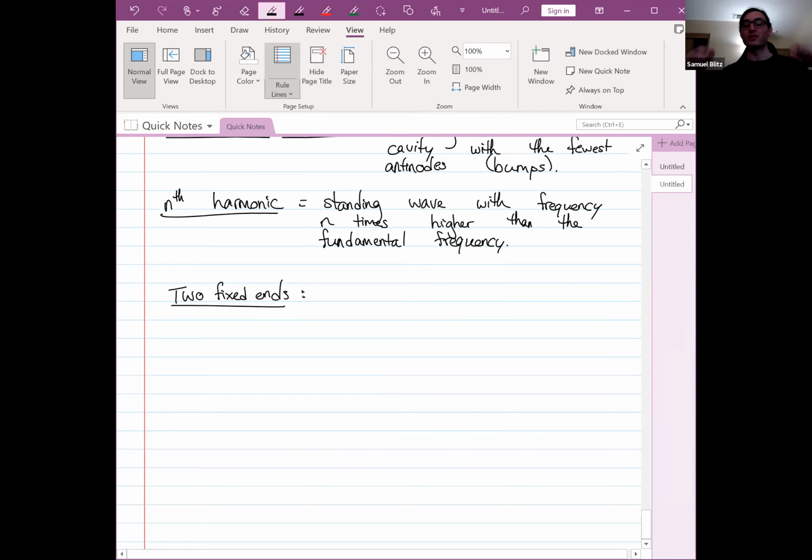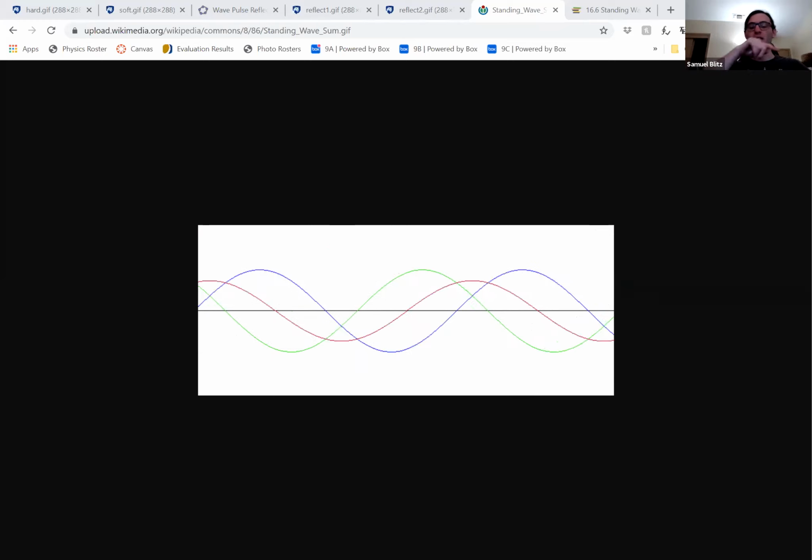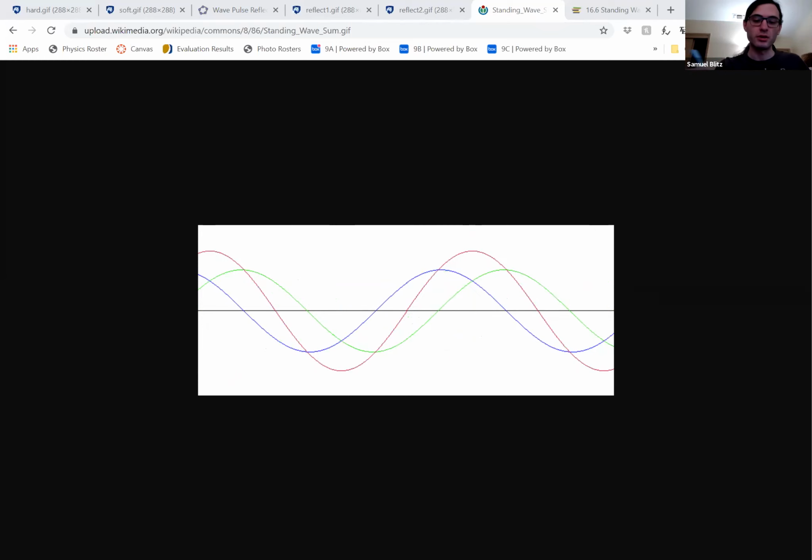So if we have 2 fixed ends, remember that what these ends do is they tell us what can happen on either end. So in this GIF that I've given, this would be an example of a free end. Notice that on the left hand and right hand side, the end is moving up and down. If these ends were fixed, then the ends would not be able to move. And so it would oscillate inside, but not on the ends. Whereas here, it's oscillating on the ends. So this would be 2 free ends.